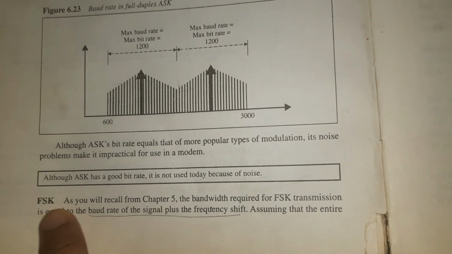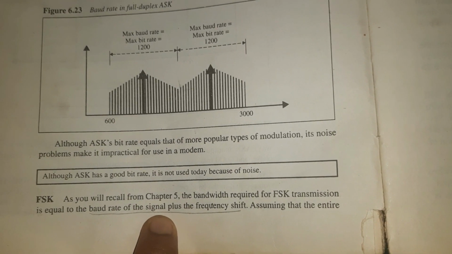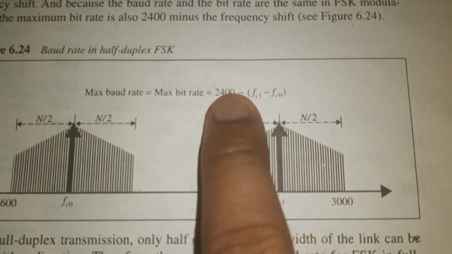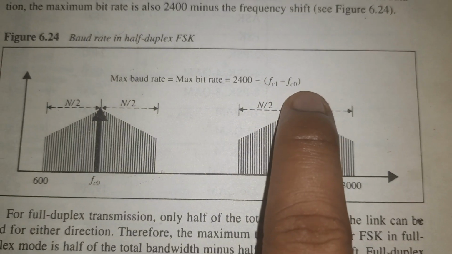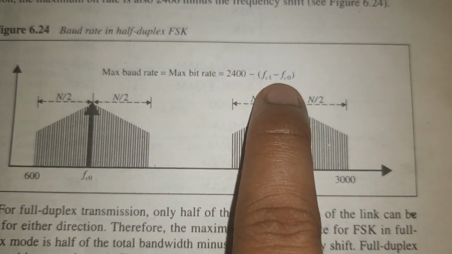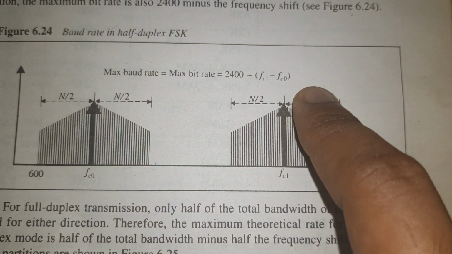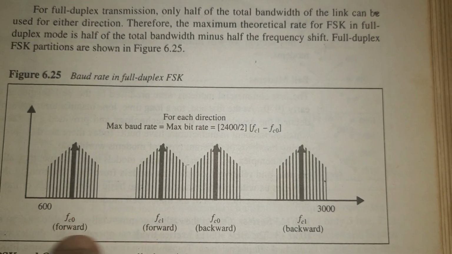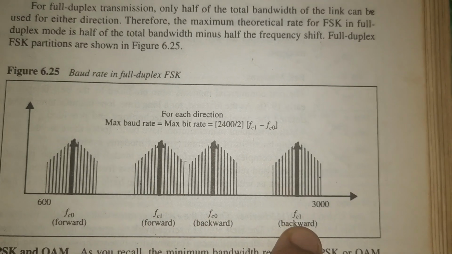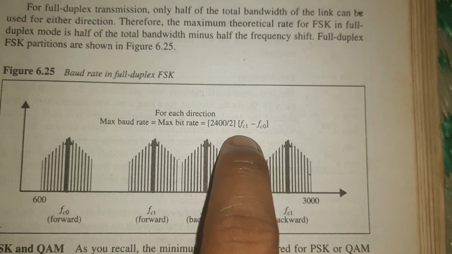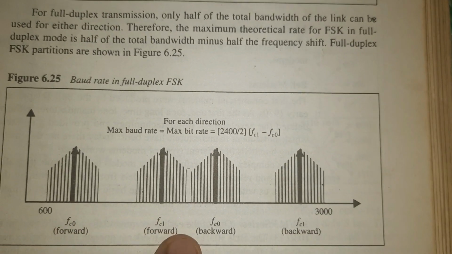Next one is FSK, and here the baud rate of the signal is included with this frequency shift, so we can get a clear output. Here the maximum baud rate is equal to the bandwidth minus FC1 minus FC0, the center frequencies of these two ranges. And also in full duplex FSK, the maximum baud rate is equal to 2400 divided by 2, that is 1200, times FC1 minus FC0, and this is the baud rate in full duplex.